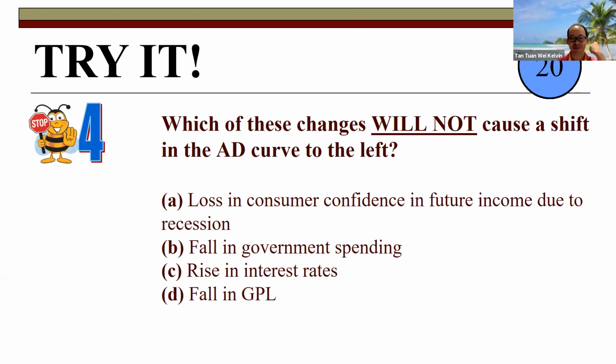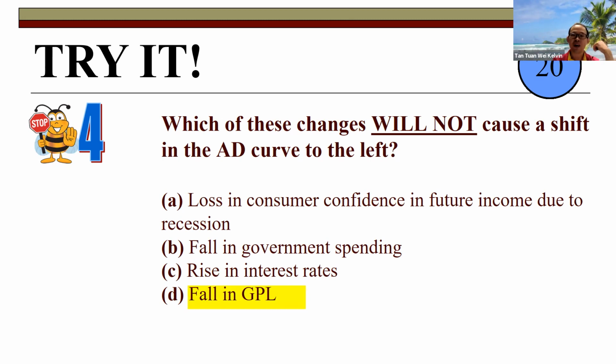Question 4. Let's all look at this question and ask, which of these changes will not shift the AD curve to the left? Remember what I said to you? It must be a factor that causes C, I, G, X minus M to change, independent of the variable on the y-axis. So it should be pretty clear, right? Only number D, a fall in general price level, will not cause the AD to shift to the left.